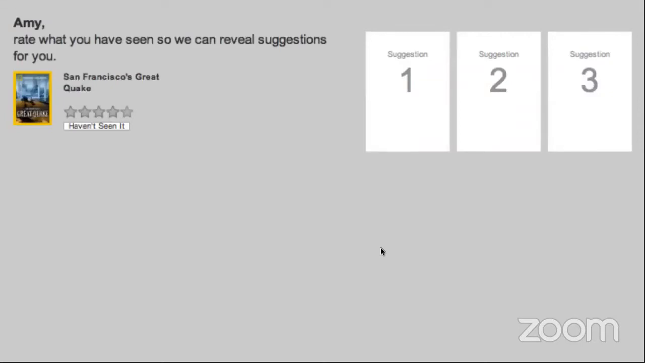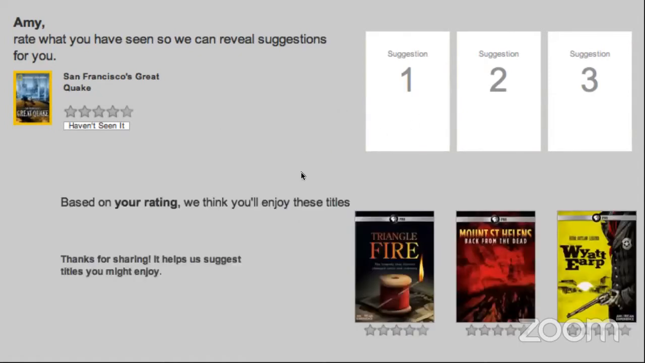a feature, is when you came back to Netflix, when you had watched a show and you revisited it, we asked you to rate it to reveal suggestions. And once you rated it, we would then fill in those little slots with suggestions to show you why, in a very clear, immediate way, you were getting suggestions.